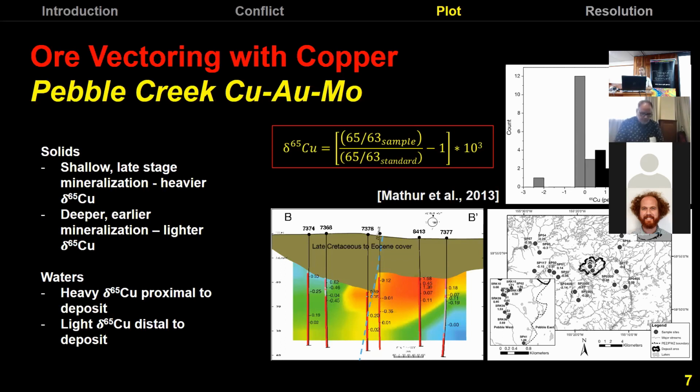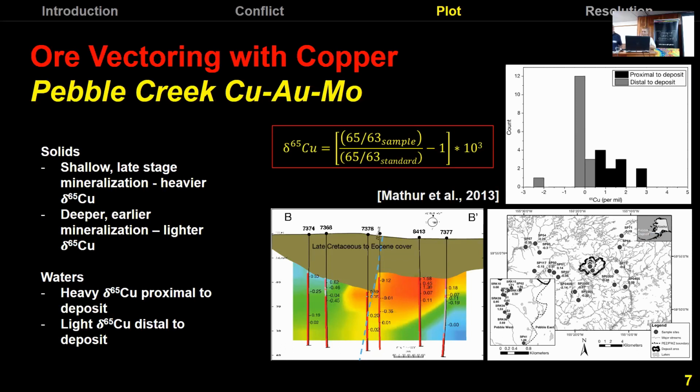Summarizing all of that are the diagrams on the right. This is a bit cut off, so I'll tell you what's going on there. That's the number of analyses for a copper gold molybdenum deposit in Alaska, the Pebble Creek deposit. In the water, which is the top histogram, when you're sitting right on top of it, you have a heavier copper isotope composition. And then when you move away and get more distal, you have a lighter isotope composition.